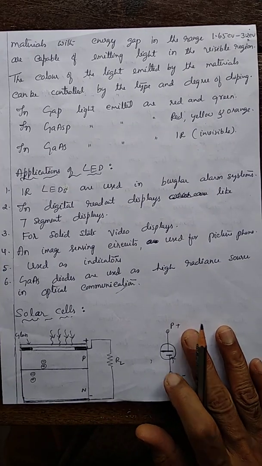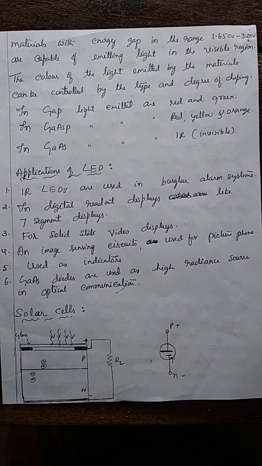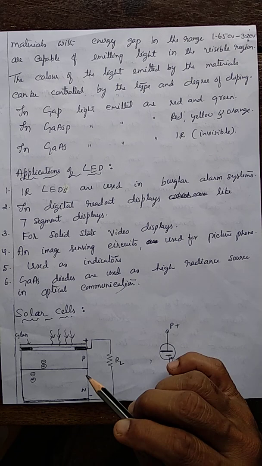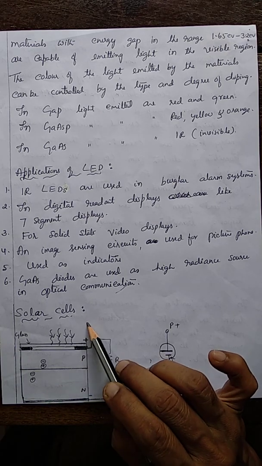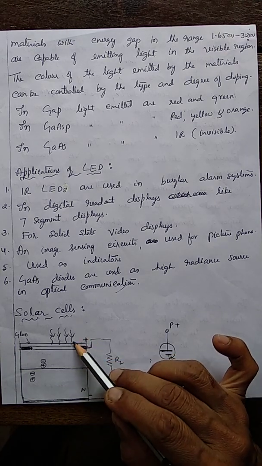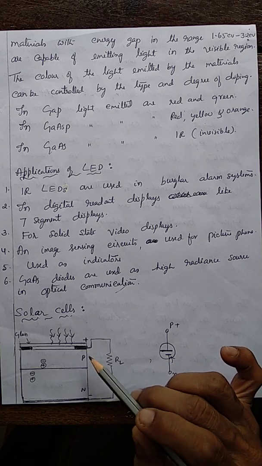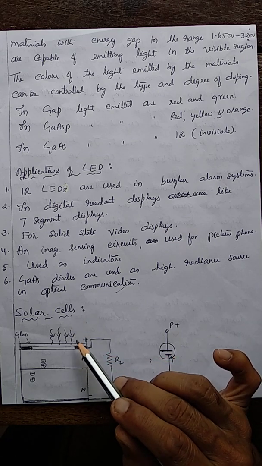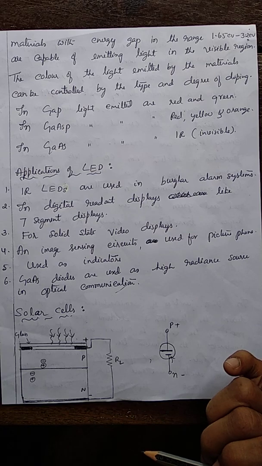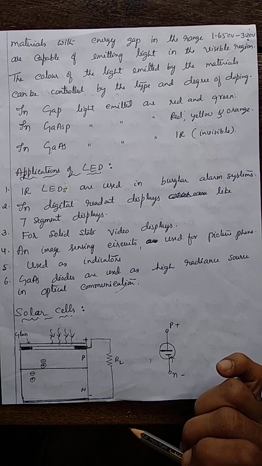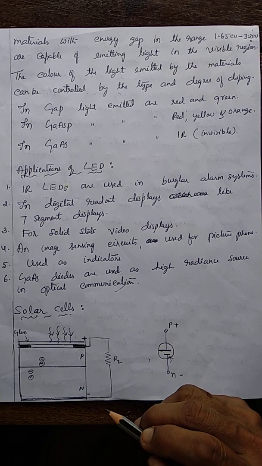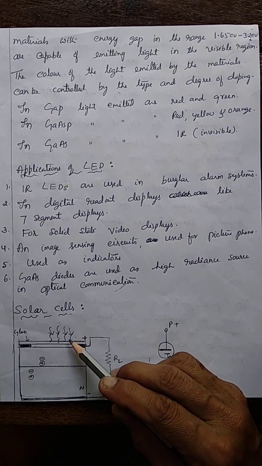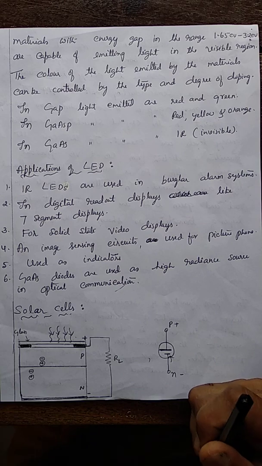Next is solar cells. Solar cells are the devices which are again prepared by the semiconductor materials forming the PN junction. Solar cells are also PN junctions. A solar cell is a device which converts incident light energy into electrical energy. Solar cells are usually also called photo cells. They convert light energy into electrical energy.